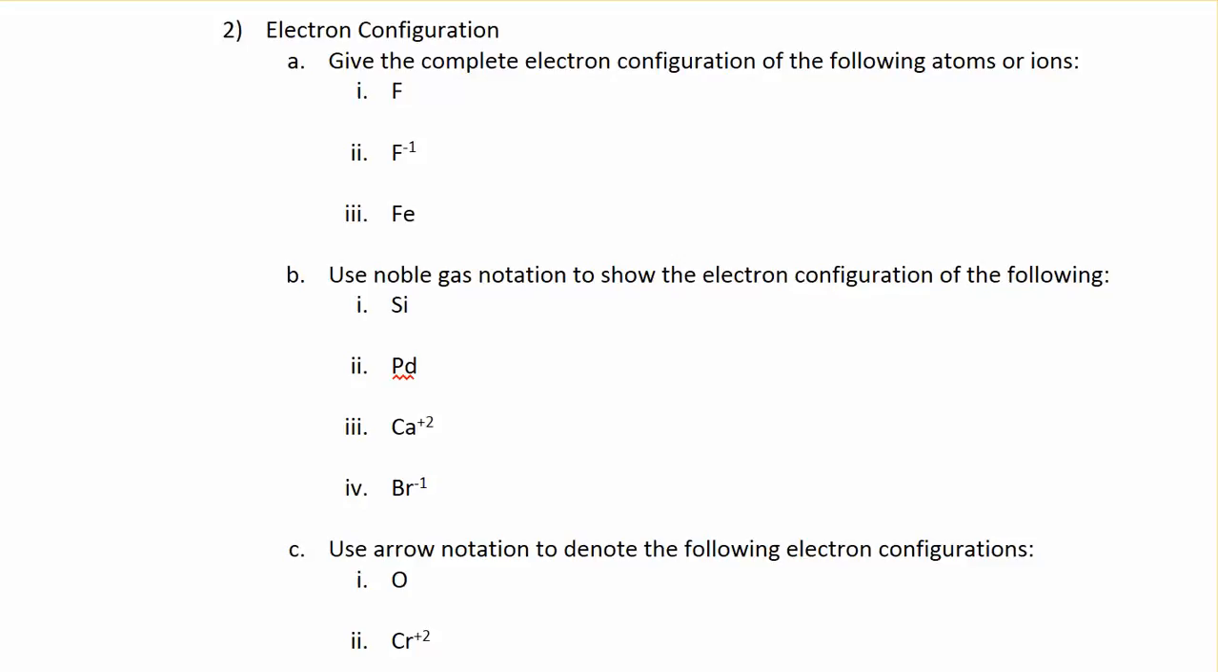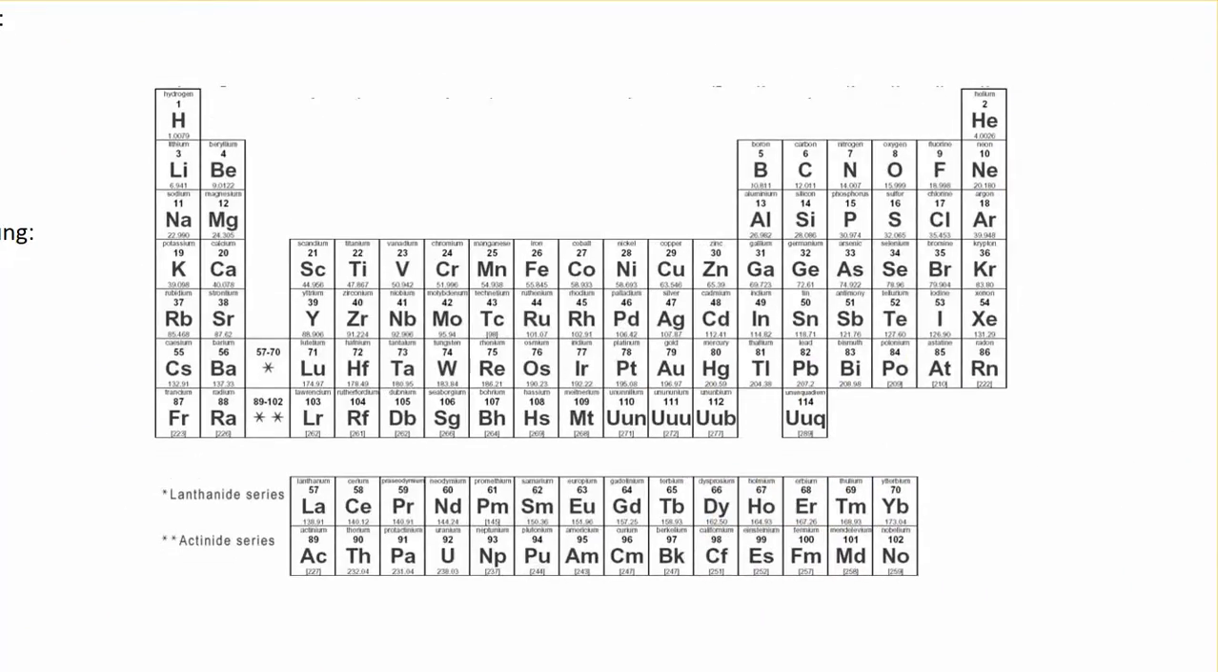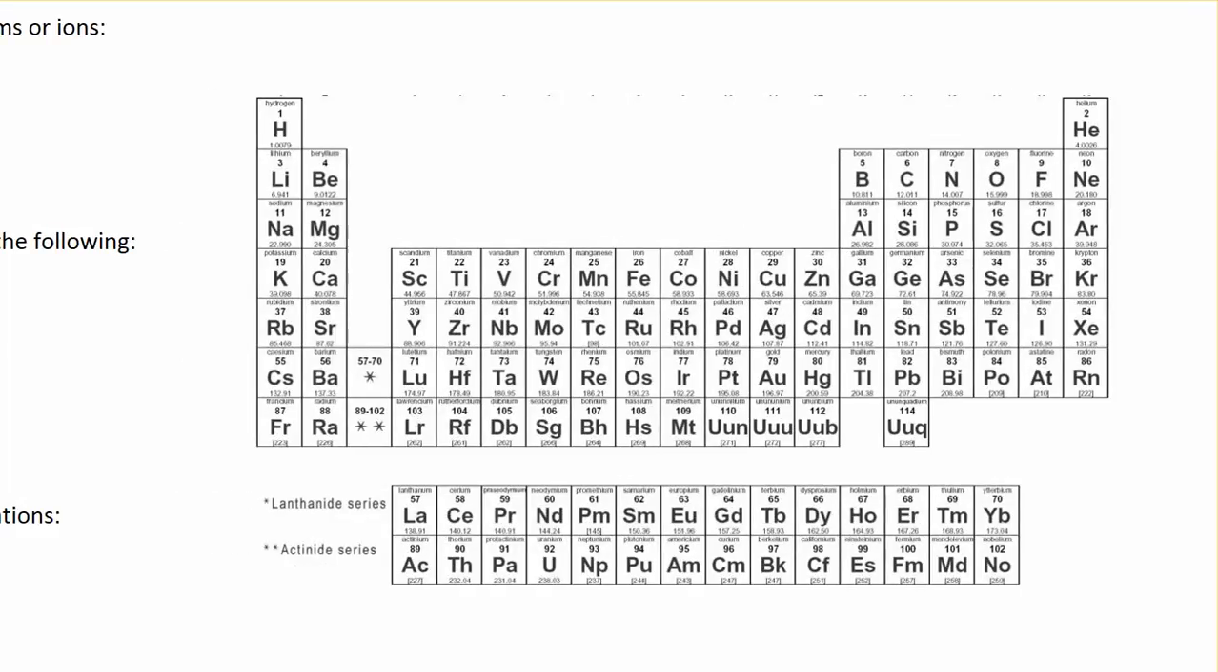Here's a series of questions about electron configuration. The first reads, give the complete electron configuration of the following atoms or ions. First we look at the fluorine atom. So here's our periodic table, and here's fluorine. Remember to write the electron configuration.